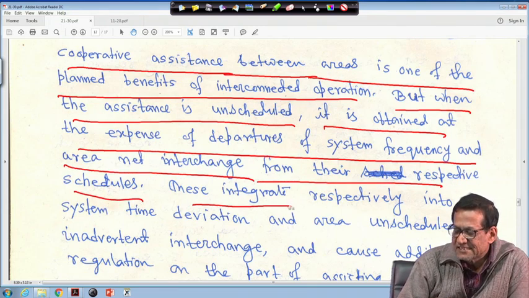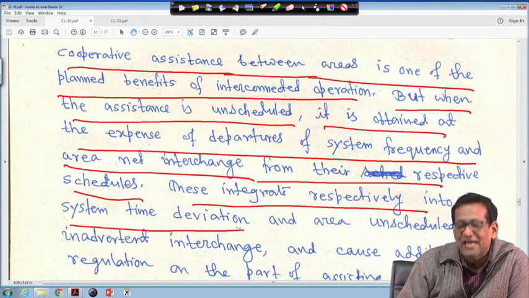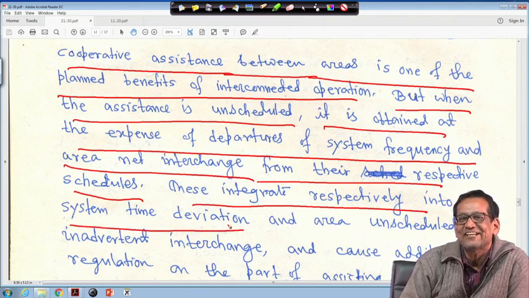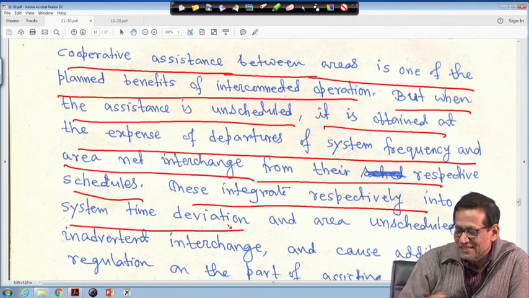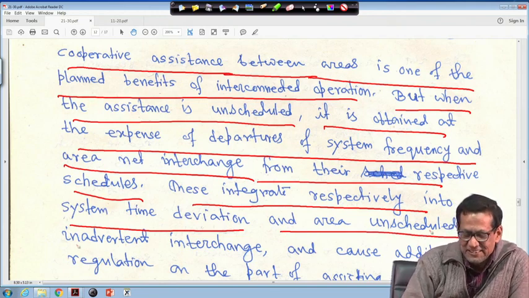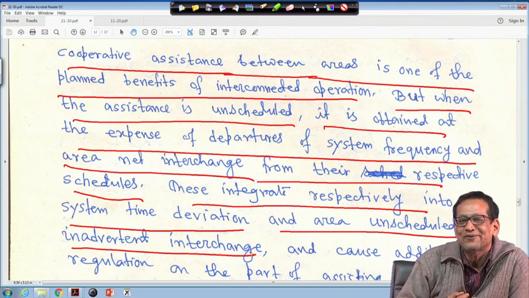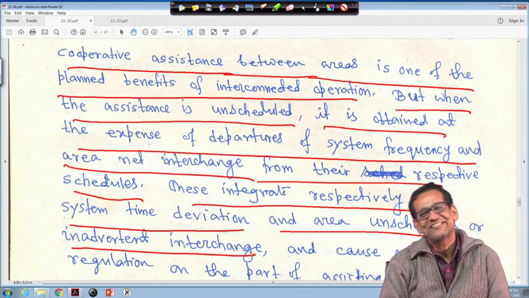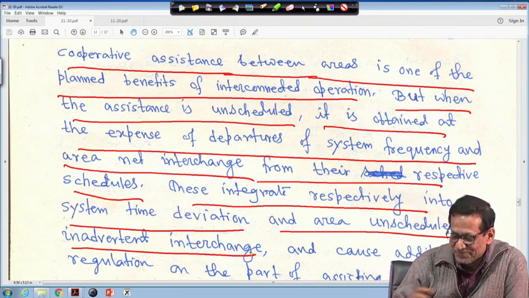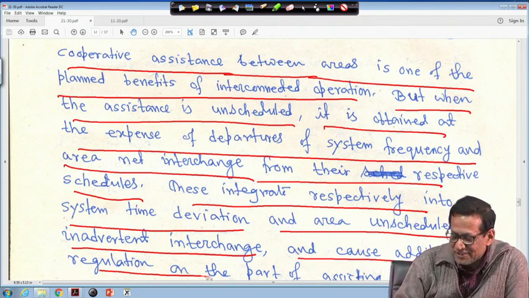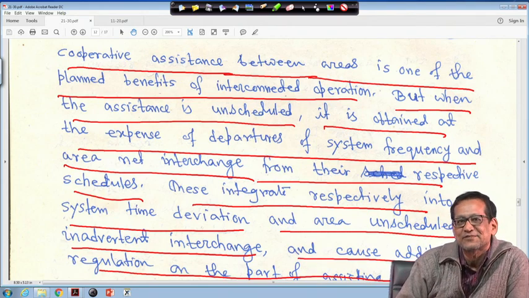Actually, these integrate respectively into system time deviation. We will not study the time error here, nor the area unscheduled and inadvertent interchange, which is energy. Otherwise the length of the lecture will increase. These also cause additional regulation on the part of the assisting areas.